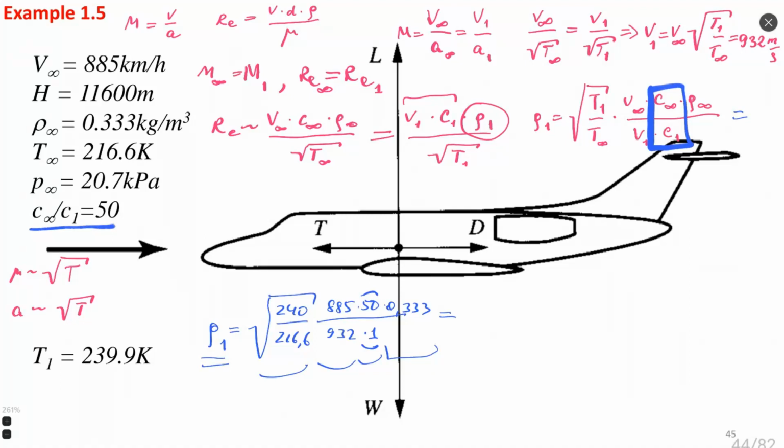Okay, I think we have a good answer. 16.6 kilogram per meter cubic. This is the answer for the density we must have in our system.